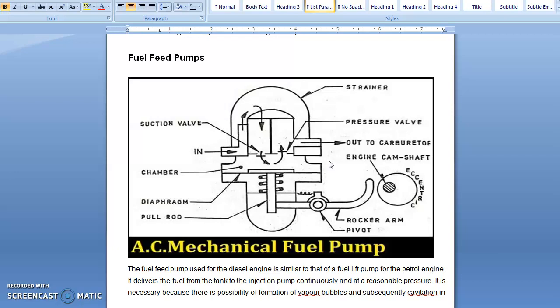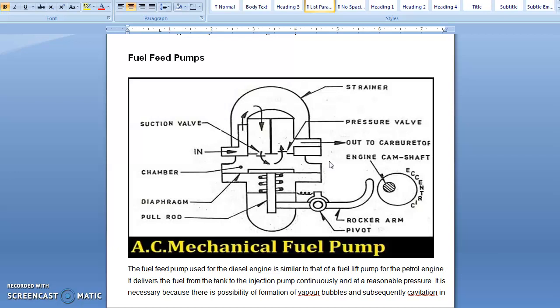In today's video, we are going to discuss the fuel feed pump, which is used in the diesel engine, and the injector, which is also used in the diesel engine fuel supply system. As we know, the components used in the diesel engine fuel supply system start from the tank, and thereafter we have the fuel feed pump, fuel filter, high pressure injection pump, injector and the combustion chamber.